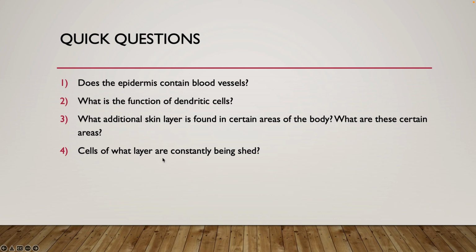And then cells of what layer are constantly being shed? Well, if you think about from deep to superficial, our most superficial layer is going to be our stratum corneum. It is the stratum corneum where cells are constantly being shed, and it is replaced approximately every 4 weeks or so. Use these questions. If you did not know these answers, go back through, continue reviewing, and we'll pick up with part 4 in our next video.